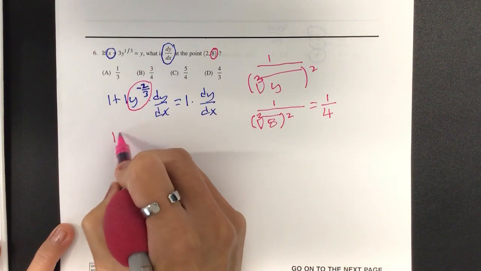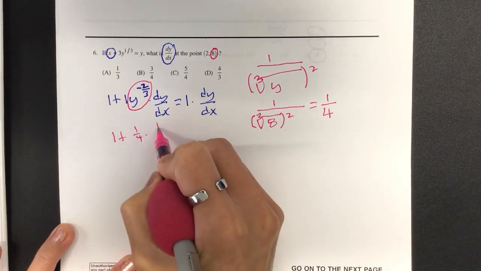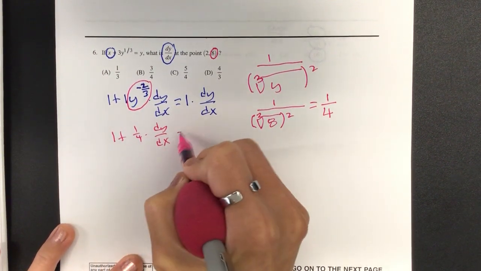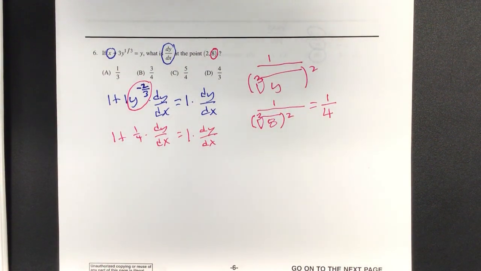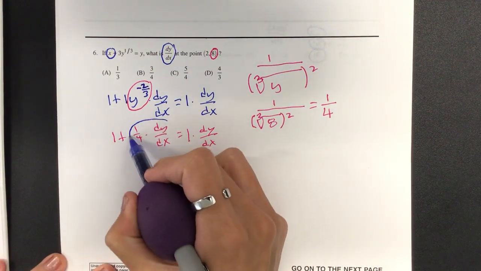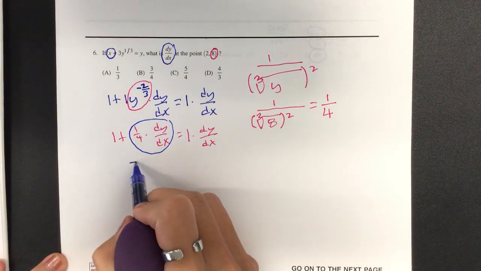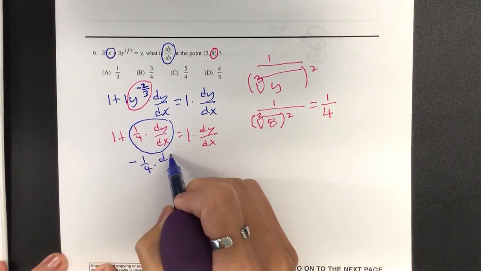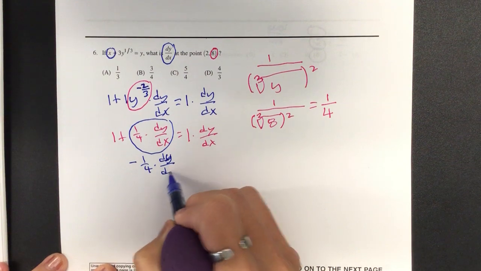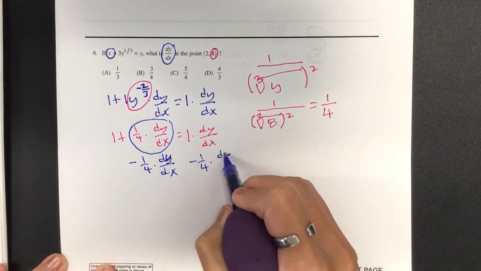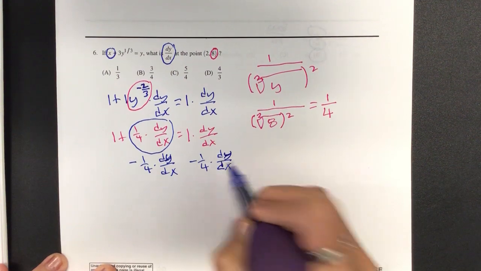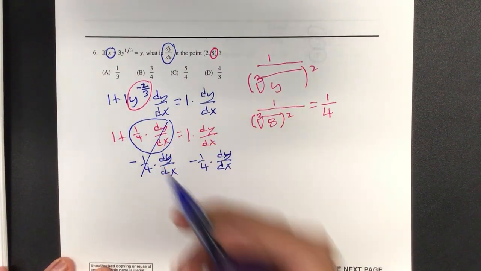So we have 1 plus 1/4 dy over dx is equal to 1 dy over dx. Because I'm looking for dy over dx, I want that all on the one side. So imagine doing algebra 1. How would I move this to the other side? Subtract dy over dx on both sides. It kind of looks fancy, but really in the end, algebra 1 is involved here. All that goes away.